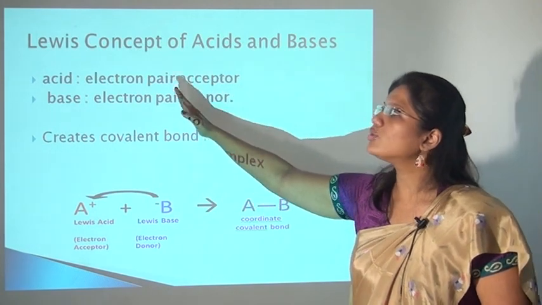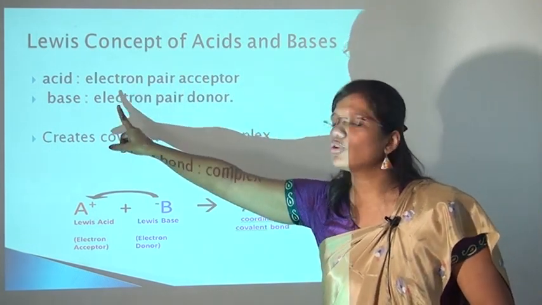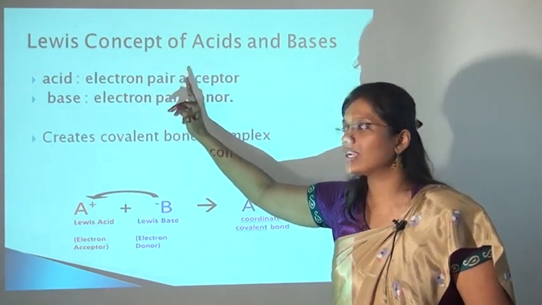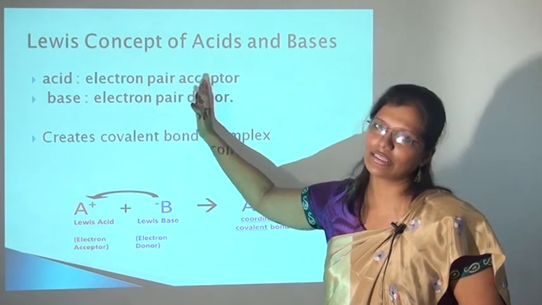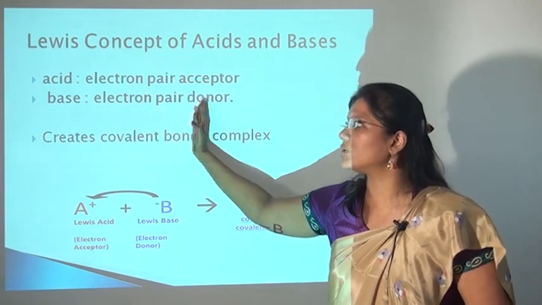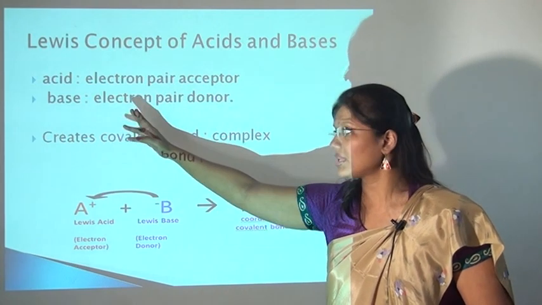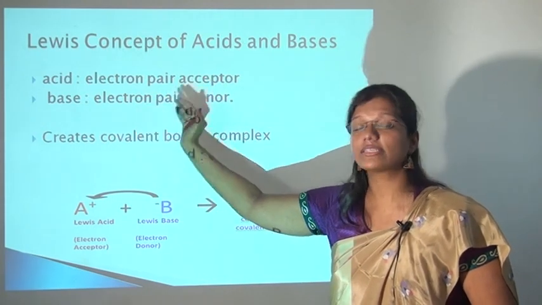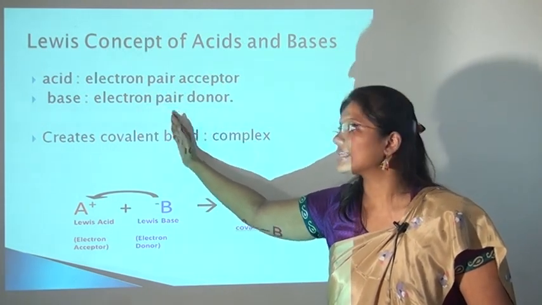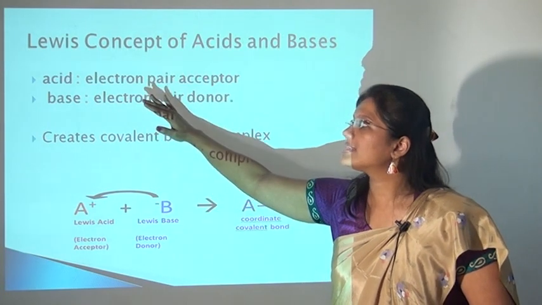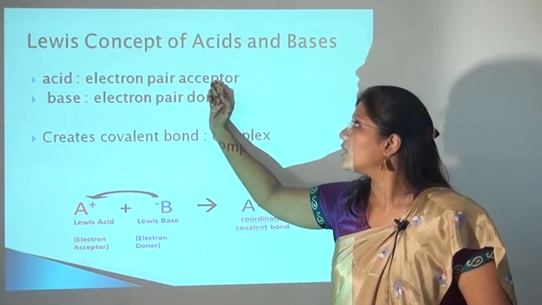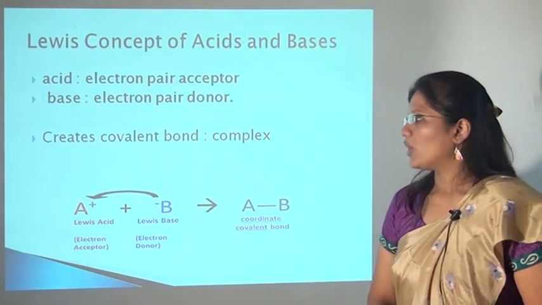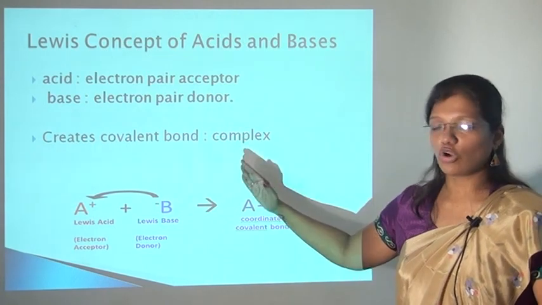So according to the Lewis concept of acid and base, an acid is a species which accepts one electron pair, or you can say acid is an electron pair acceptor, and base is a species which donates one electron pair. Acid has fewer electrons, therefore it accepts, and base has more electrons, so it donates. Therefore acid is known as electron pair acceptor, while base is known as electron pair donor. Now it creates a covalent bond to form one complex.